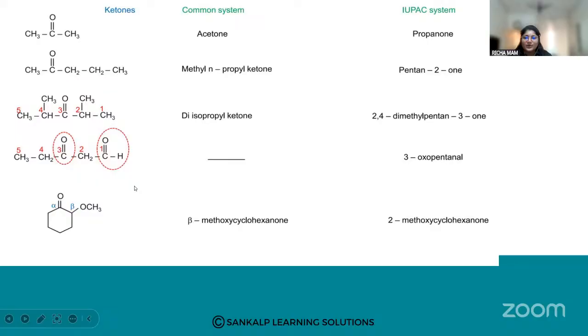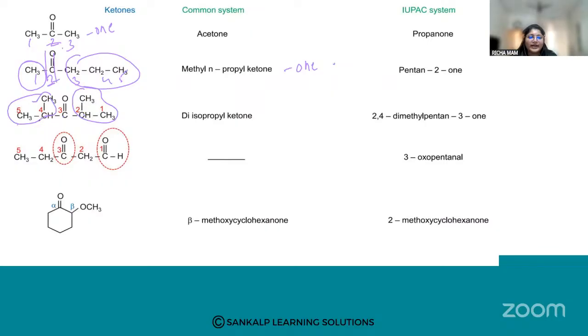Now just see the compounds with respect to ketones. So this is acetone, that is dimethyl ketone, the common name, and the IUPAC name is propanone. 1, 2, 3, so it is propane and "one" is the suffix. Then this 1, 2, 3, 4, 5: this is methyl, this is propyl, so it is methyl propyl ketone, or pentan-2-one, because at 2 position you have the carbonyl group with suffix "one". Then this particular compound has two isopropyl groups, symmetrical near the ketone. So it is diisopropyl ketone, the common name, and the IUPAC name is 2,4-dimethylpentan-3-one, with methyl at 2 and 4 position and "one" at 3 position.